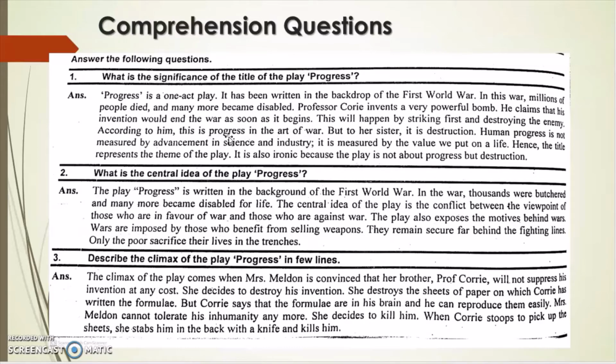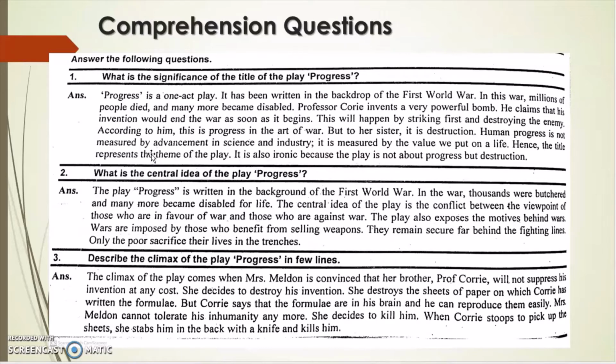Although progress is a very positive word and it should be related to human life. If you improve human life, if you give them more facilities, clean water, more health facilities, that should be called progress. But he called the making of a deadly bomb progress in the art of war. But to his sister, it is destruction.